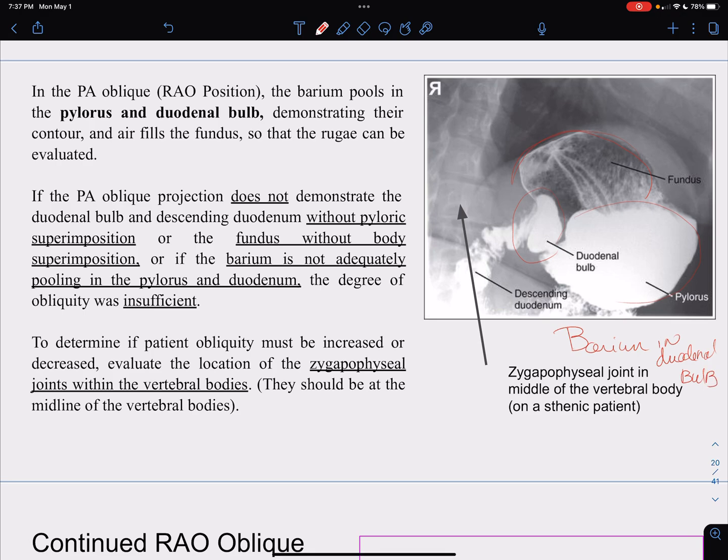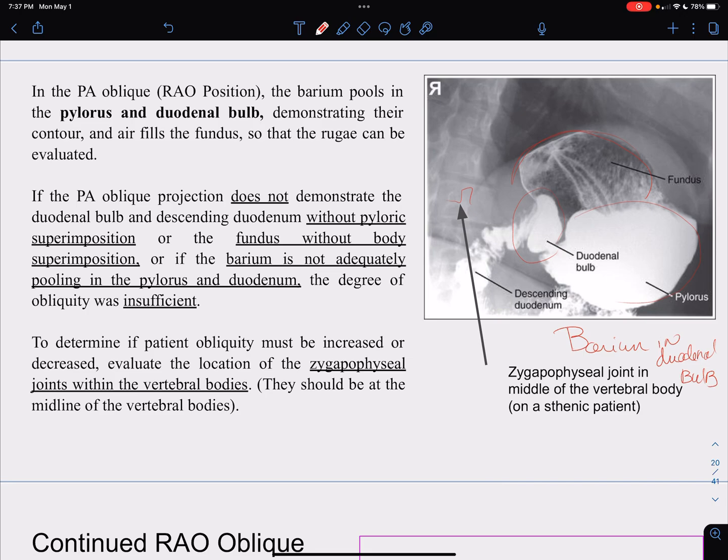To determine if your patient obliquity must be increased or decreased, you're going to want to evaluate the location of the zygapophyseal joints within the vertebral bodies. This is the T-spine, L-spine, and down here is L1, so we should be seeing Scotty dogs. I can see a little bit of a Scotty dog through here, but it depends on the body habitus of the patient. The main thing I'm going to look at is just to make sure that this duodenal bulb is free of superimposition over the fundus and the pylorus.